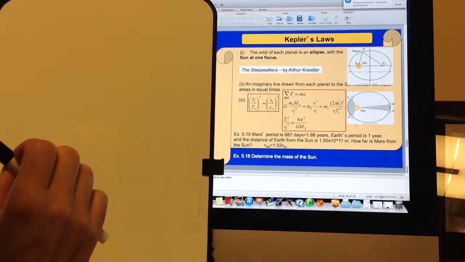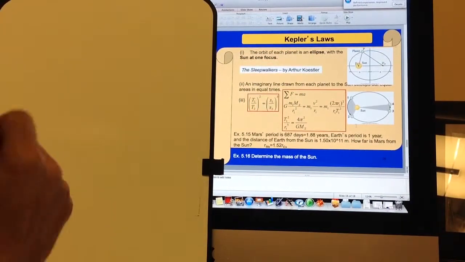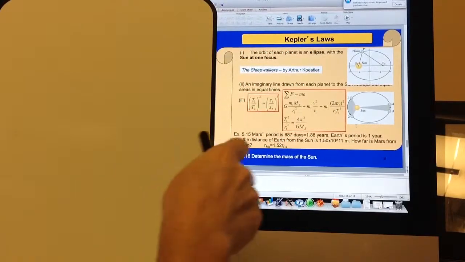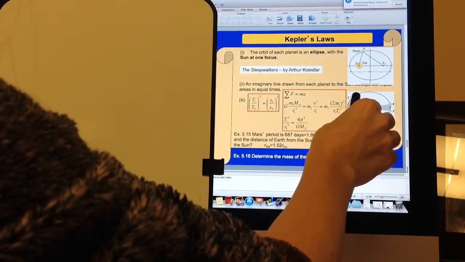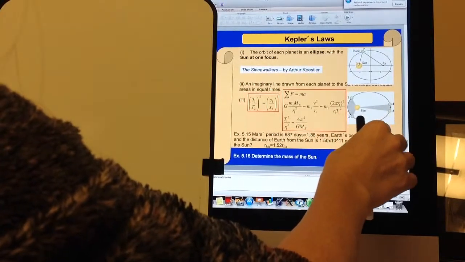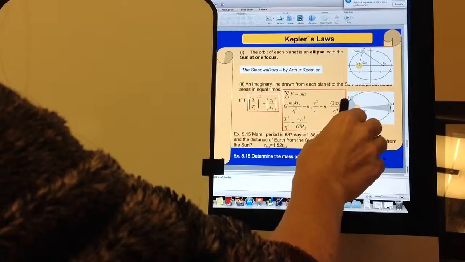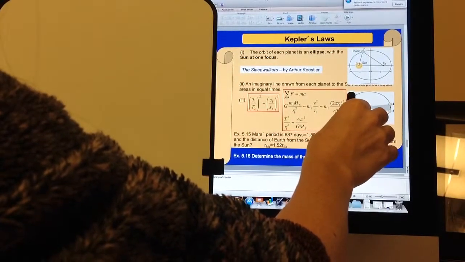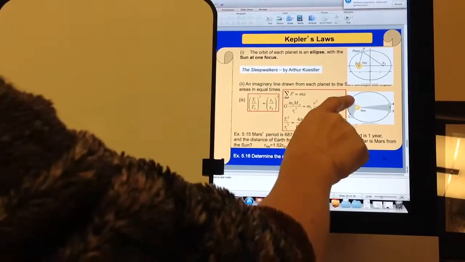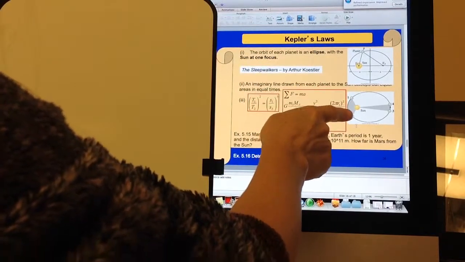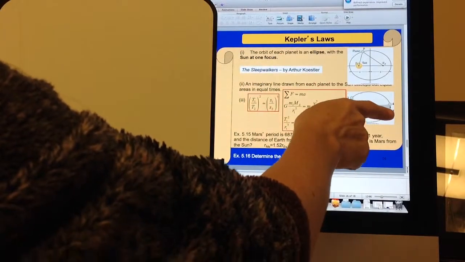The other thing that he noticed by his observations was this. This is the Earth, and let's assume that this is a planet moving around the sun. The time that it takes for this object to sweep this shaded area is the same as the time it takes to sweep this other area.